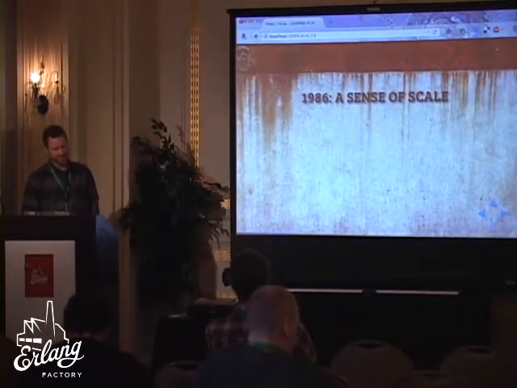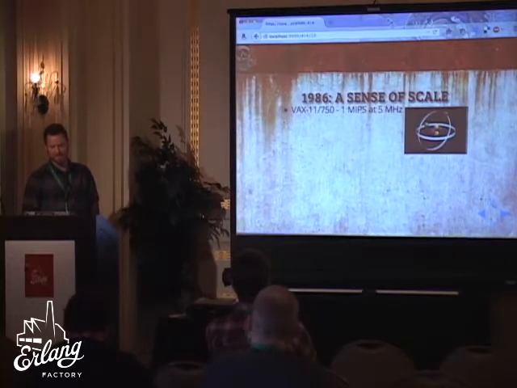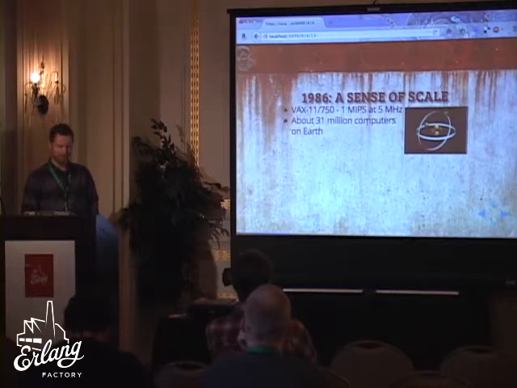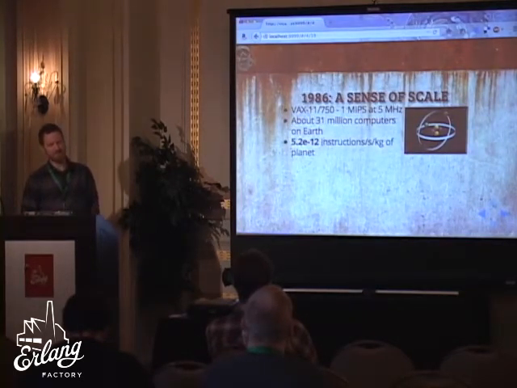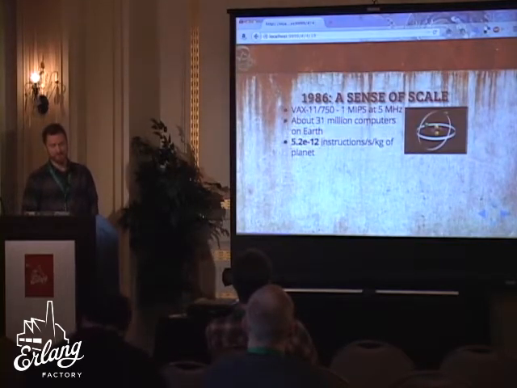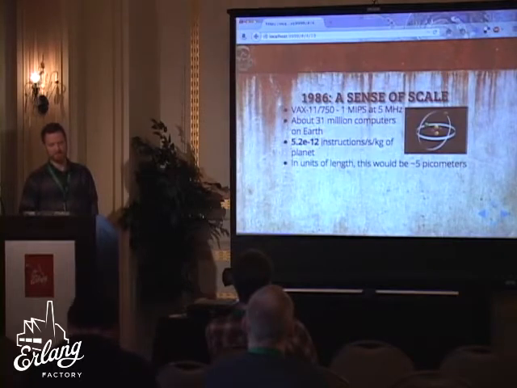Okay, sense of scale, '86. We're looking at a VAX 11/750. 31 million computers on Earth, just 25 years later. This gives us that great figure, 5.2 times 10 to the negative 12th instructions per second per kilogram of planet. And this is about 5 picometers when converted to length. We're looking at the radius of a helium atom.